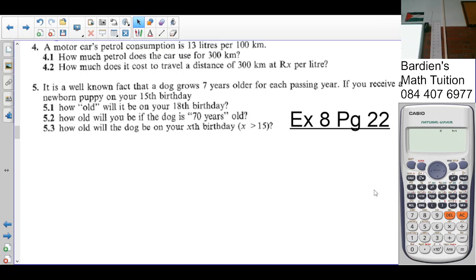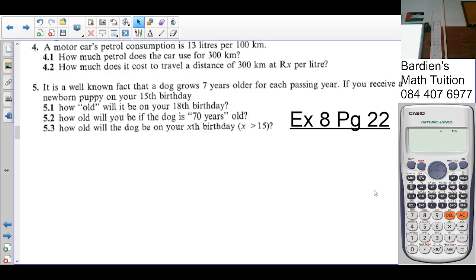If you receive a newborn puppy on your 15th birthday, how old are you guys now? 12 or 10 or what? 14. You guys are 10 years old and 9. We wish so. You wish? Yes. Okay.